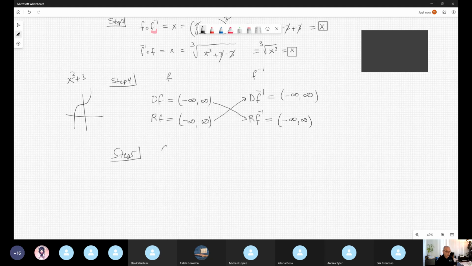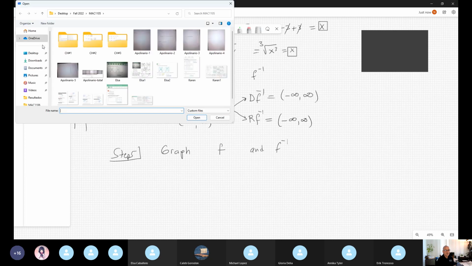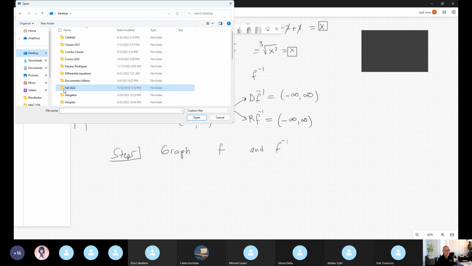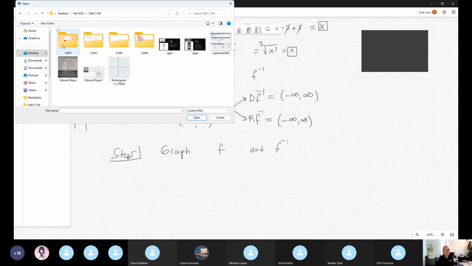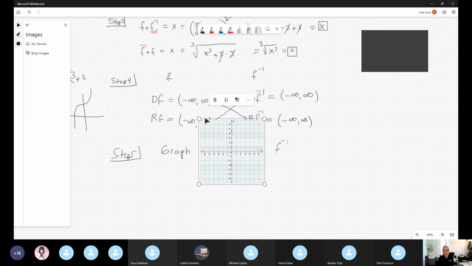Do the graph. Graph both f and f inverse. And you see it's extremely easy. Of course, we are doing decimals, no? However, I want to do at least one example by hand, no? Let me try. Let me try to find the rectangular coordinate system. Maybe this folder. Yeah, wow, beautiful. There you go. I like this.